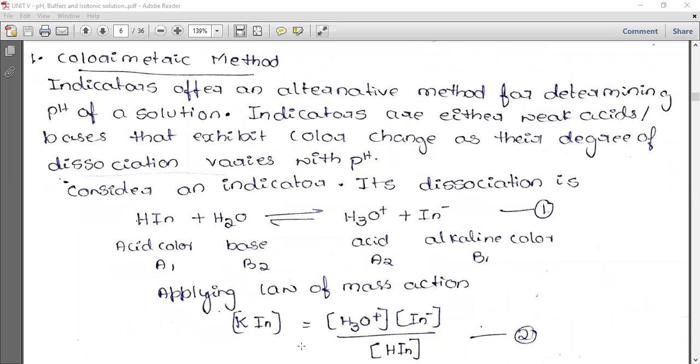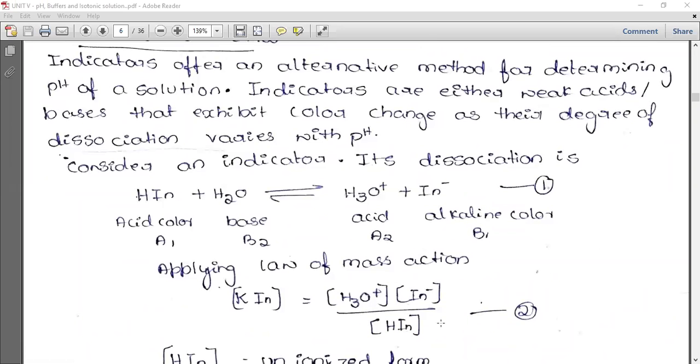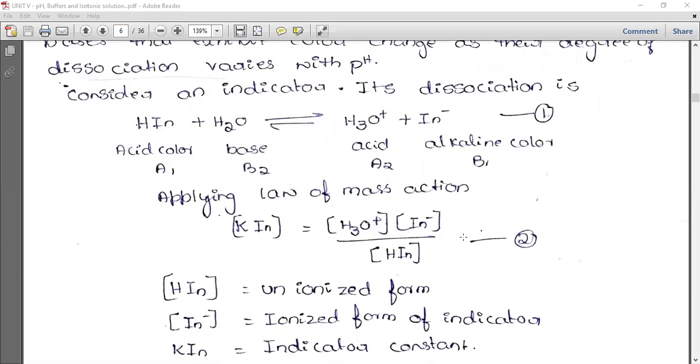So Kin, whatever I have considering, is nothing but a constant, and the concentration of the product, H3O plus and In minus, divided by HIn. Clear? So amongst this, we are just calling it as equation 2.